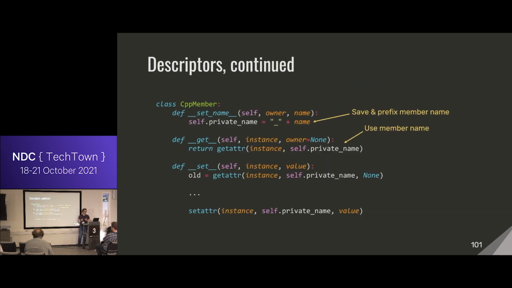To create the CPP member class, we implement those three methods. We have set name, which takes the name given to it and stores a private name. Since this is a class member variable and not an instance member variable, we have one for the class. If we have multiple instances, it would still be the same CPP member instance. So in order to actually store values in the instance, we give it a new name and assign directly to the instance with that name. Then in get, we access the instance with the name we created with the underscore prefix. And when we get the value, and when we set the value, we do just what we did before, but again, using getattr and setattr with the private name we created. Any questions? Okay.